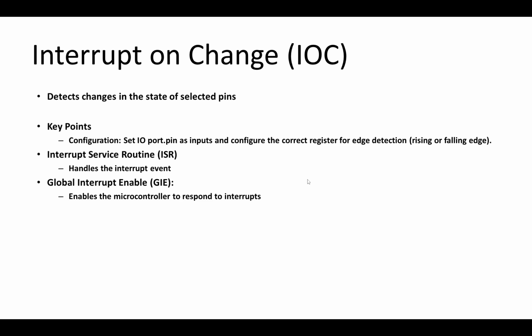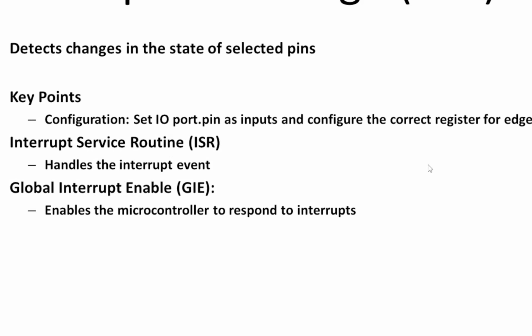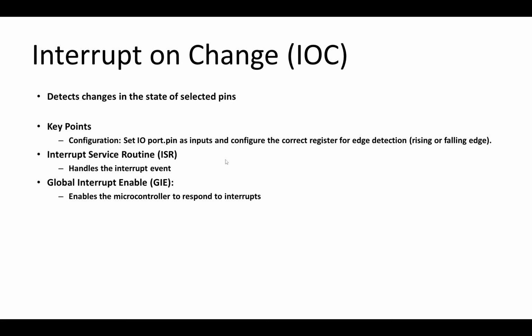So key points. We're going to look at interrupt on change. That's detecting a change of state on a specific pin. So we need to set up the IO pin as an input. We need to set up the correct register for the edge detection, either rising or falling, could be both. You need to set up the ISR, interrupt service routine, and then the global interrupt will be handled automatically. Sounds all very complex, but let's look at how we do it in GCBASIC.